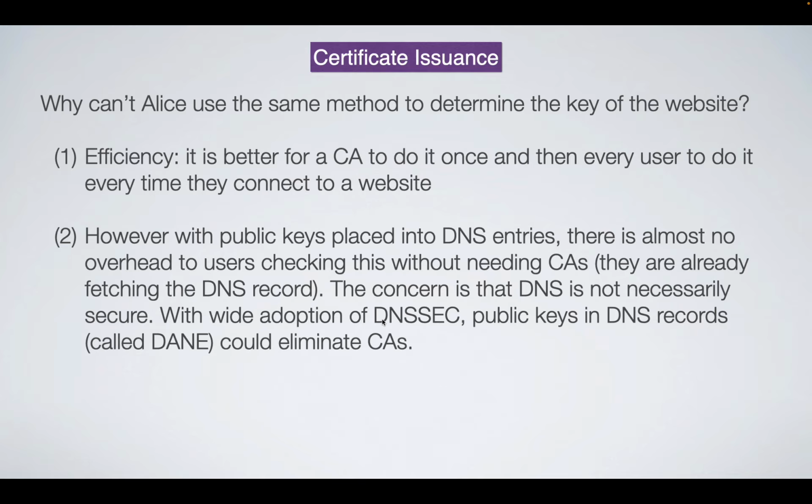The problem is we don't have wide adoption of DNSSEC. If we had wide adoption, then we could actually get rid of CAs completely and just rely on DNS for figuring out what public key belongs to what domain.